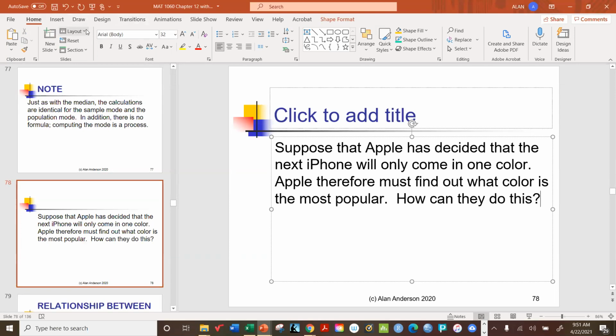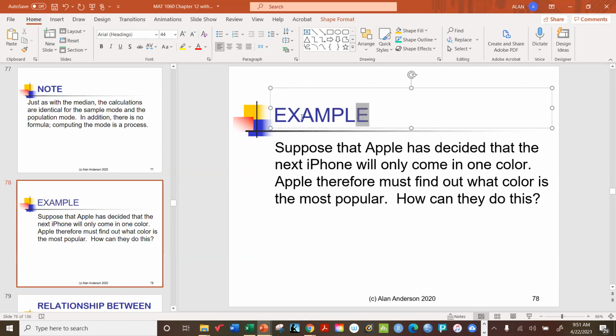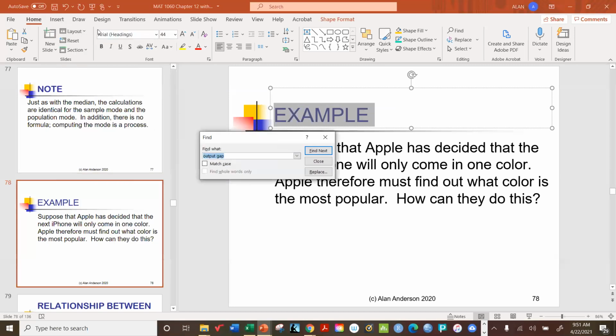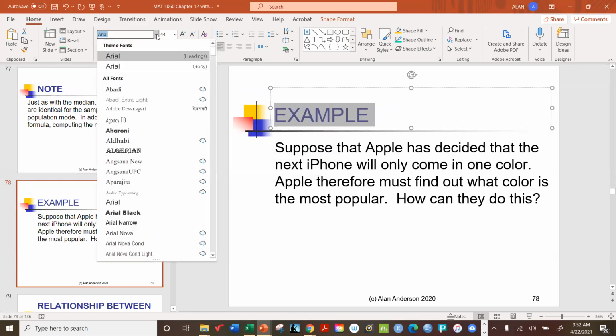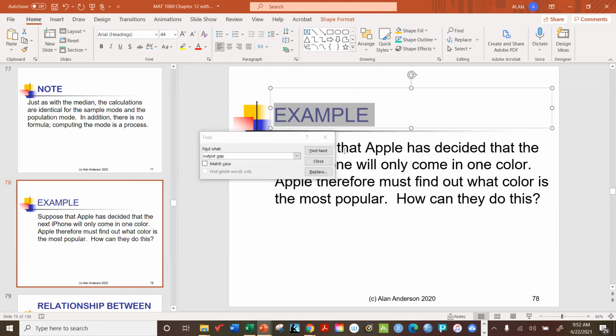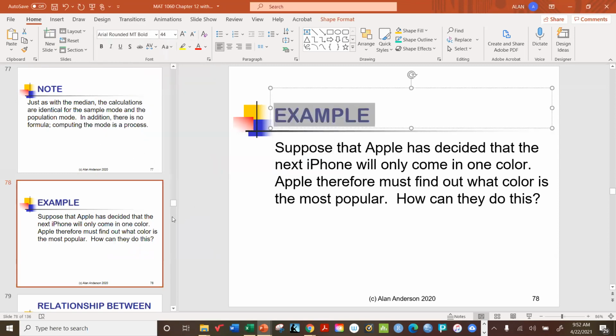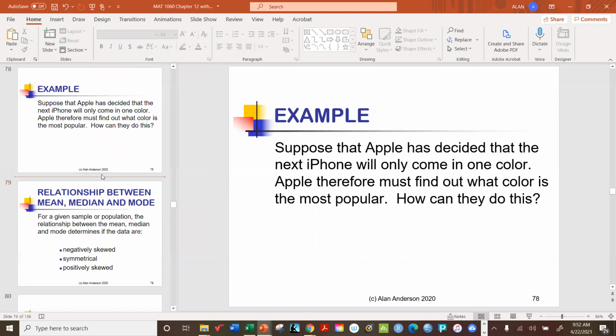Okay, well, they sent out a survey, or every time you walk into an Apple store, they ask your opinion. They stand out there and say, listen, you can't come in here without giving us your opinion. We want to know what color you like the best for an iPhone. Okay, and so everybody says their favorite, and so they write them all down.